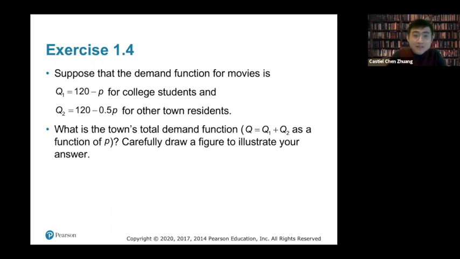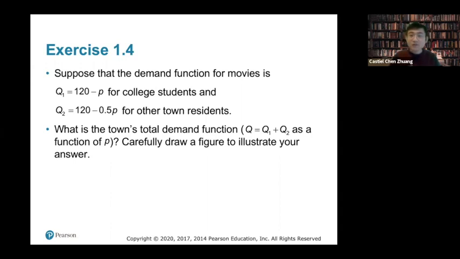But you can see that the coefficients of the price are different for different groups of people. For college students, the coefficient is -1, but for other town residents, it's -0.5. So what does it mean? It means that college students are more sensitive to the price. A higher price will affect the college students' demand negatively more than other town residents. So how do we aggregate those two different demands? Basically, we just sum up the Qs.